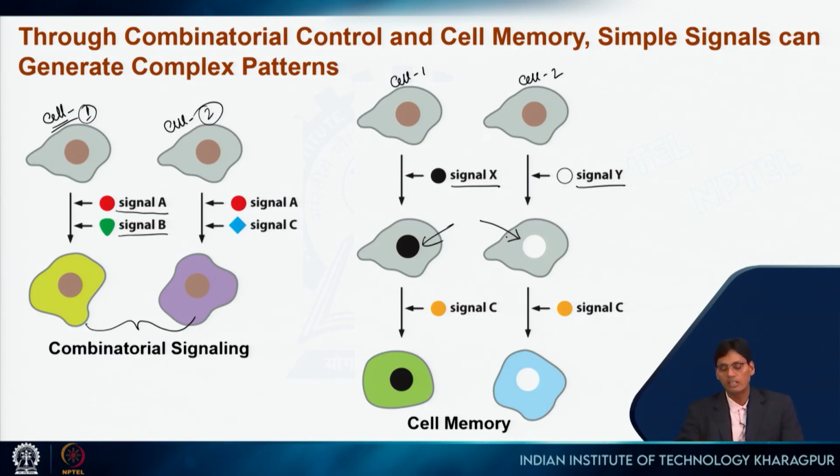On top of that, when they are getting the same signal, signal C, by these two cells, again you can see two different types of cells are getting generated. So here, what is the difference between this left side and right side? Here at the end, signal C is same in both cases, but still, because those cells previously received two different signals, signal X and Y, and they are staying as memory in those cells. So as a result of that, upon receiving signal C, they are giving you some different types of cells in our body.